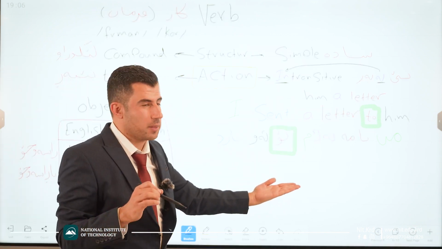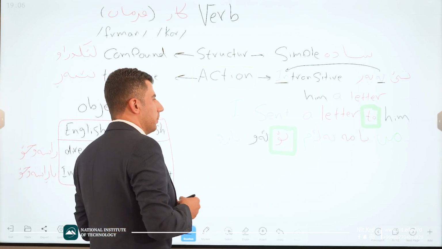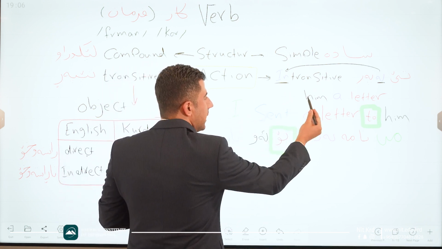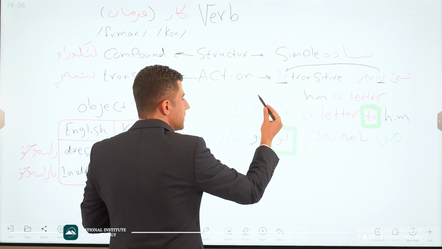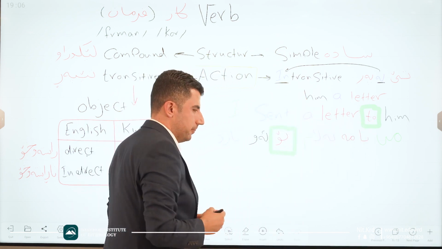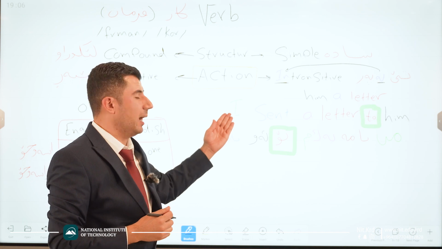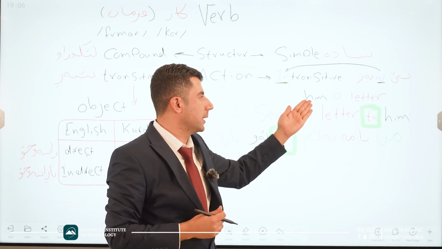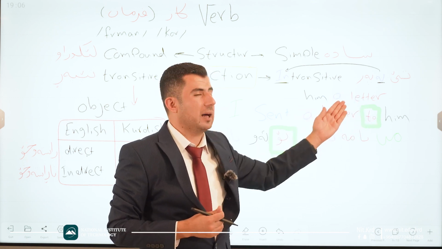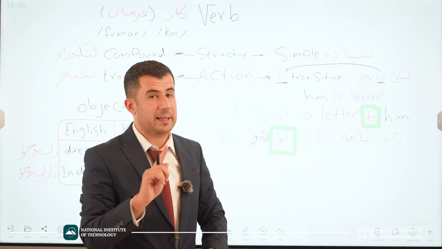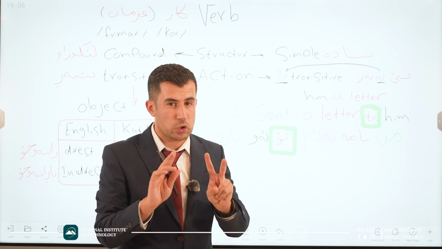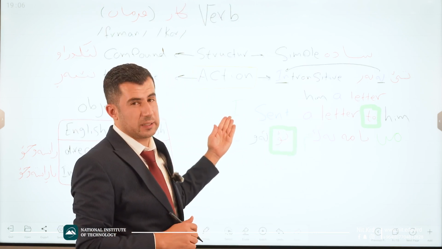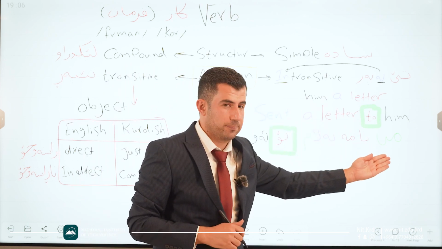Let me clarify on this example. Okay, in English I can say I sent him a letter or I sent a letter to him. Good. I is the subject, send is the verb, and him and a letter, both are objects. But in Kurdish it is not the same. We do not have two objects. How? For example, this light green is men.